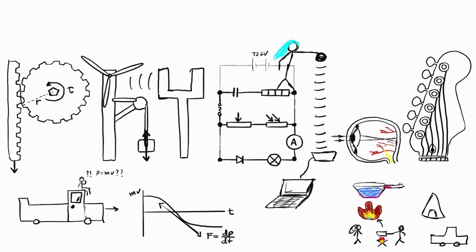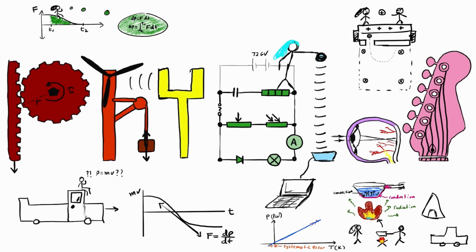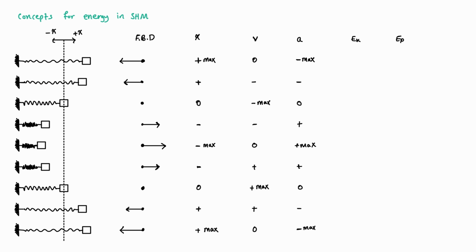In this video, we will be looking at the basic concepts of energy in simple harmonic motion. In the last video, we looked at the kinematics of simple harmonic motion. So we looked at position, velocity, and acceleration. Today, we'll be looking at potential energy and kinetic energy.